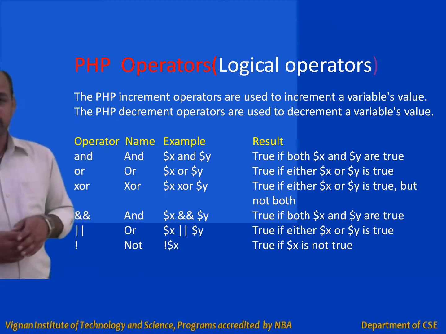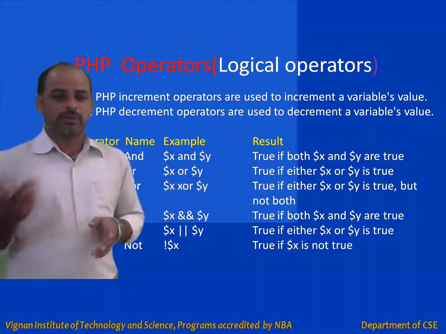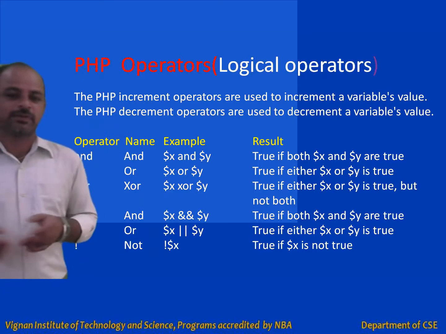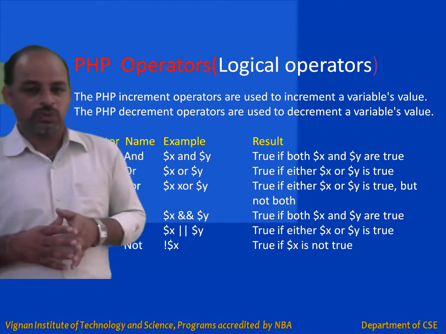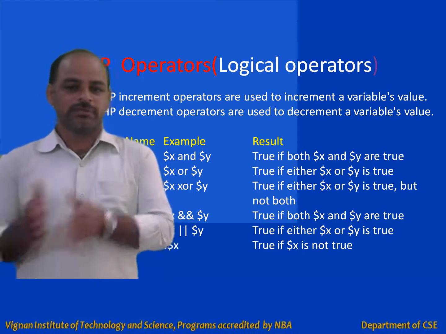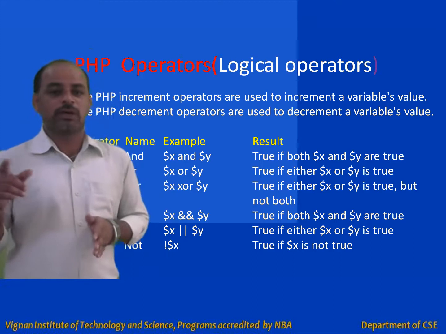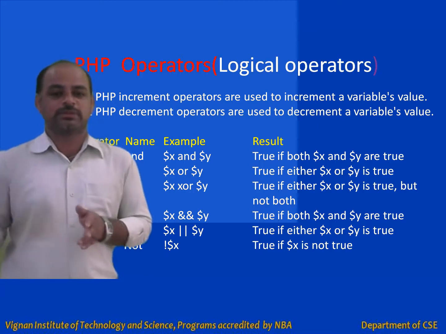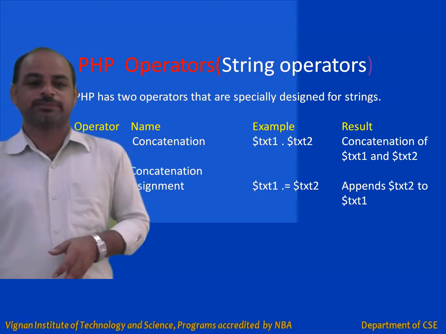These can also be represented in two ways: by using the words AND, OR, and NOT, or by using symbols: ampersand for the logical AND operator, two vertical bars for the logical OR operator, and for the NOT operator we use the exclamation mark. With the NOT operator, if the input variable value is true, the output is false. If the input variable value is false, the output is true. So if x is true, not x is false. If x is false, not x is true. So this is about the logical operators which we have.